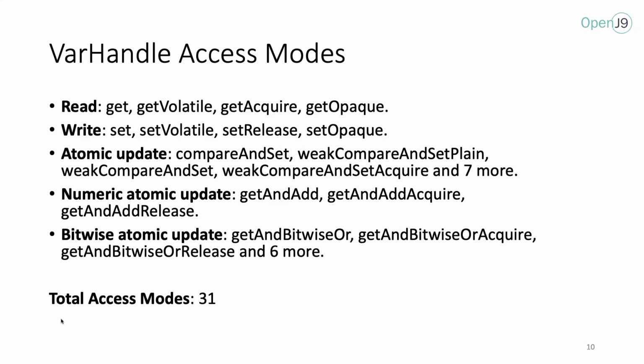These are the operations which are equivalent to what one would see in the Unsafe API. And these operations are very specific to what can be done on a field or a memory address.